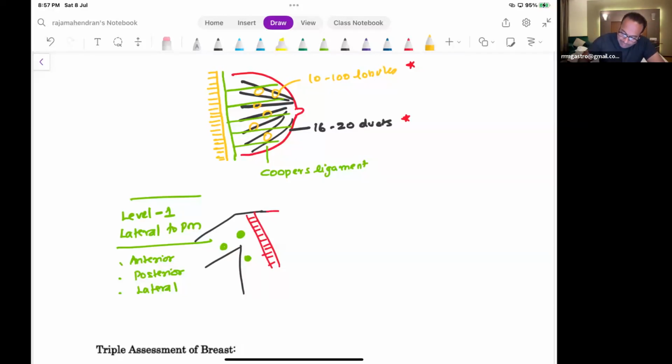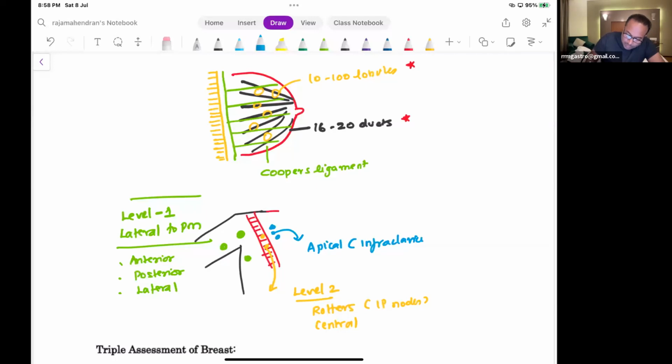Level 2 nodes are at the level of pectoralis minor. They are known as Rotter's nodes or interpectoral nodes. The other group is the central group of nodes. So there are 2 level 2 nodes. Level 3 nodes are medial to the pectoralis minor. They are known as the apical group of nodes, also called the infraclavicular group of nodes. This is level 3.